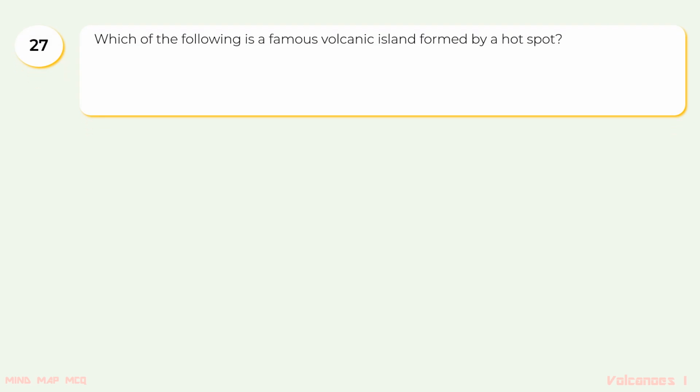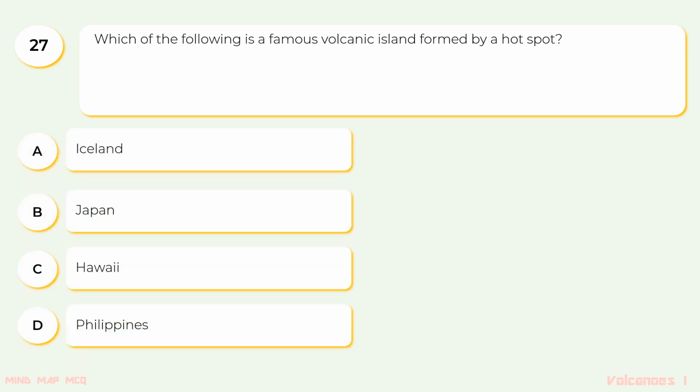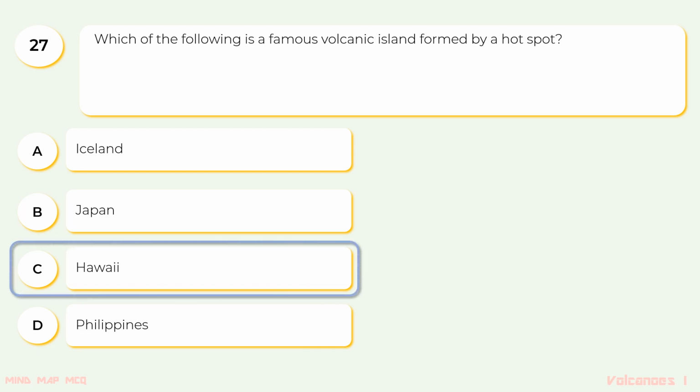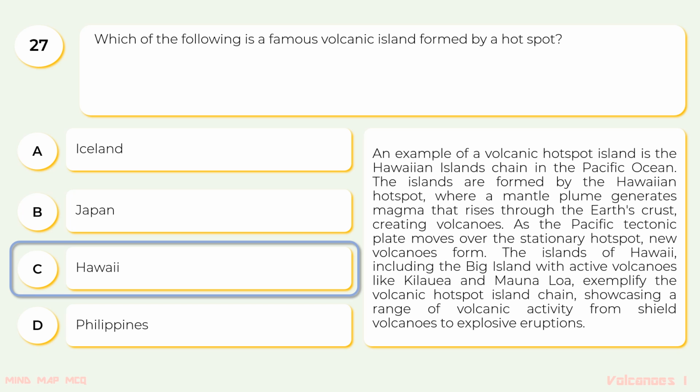27. Which of the following is a famous volcanic island formed by a hotspot? The options are A. Iceland, B. Japan, C. Hawaii, D. Philippines. The correct option is C, Hawaii. An example of a volcanic hotspot island is the Hawaiian Islands chain in the Pacific Ocean.